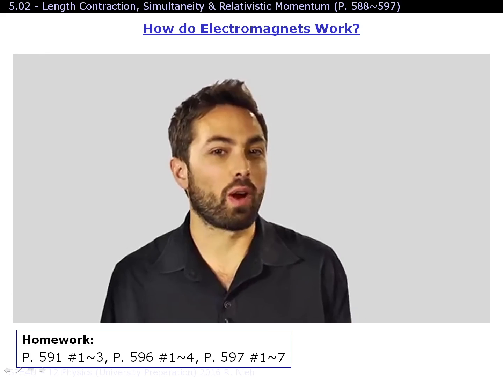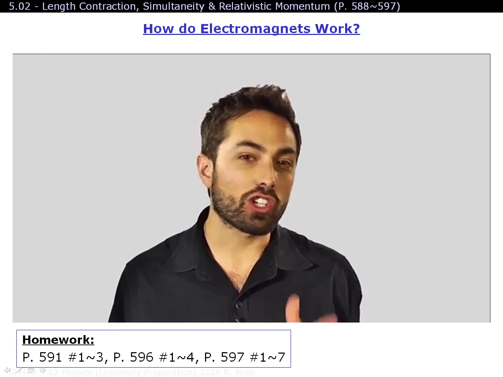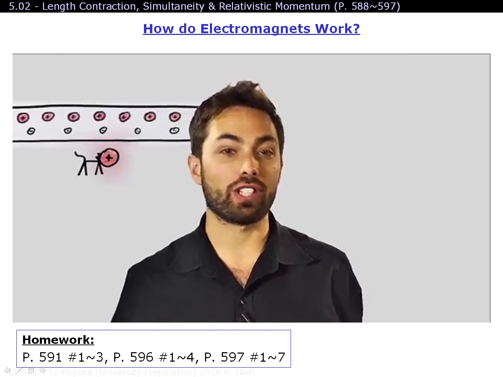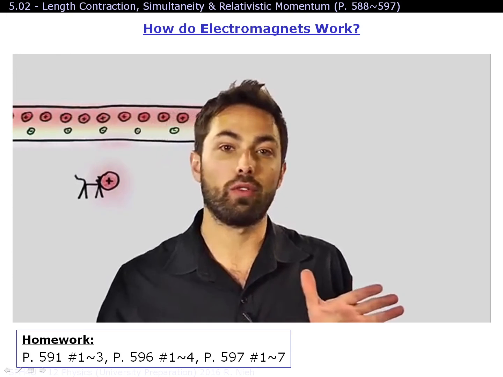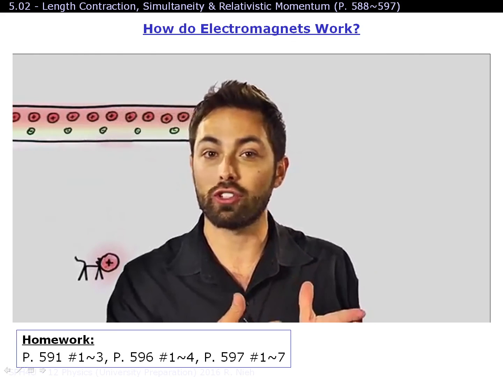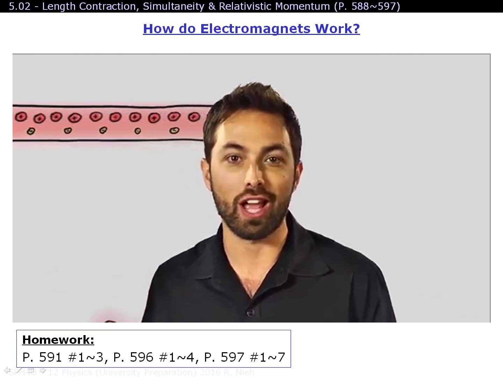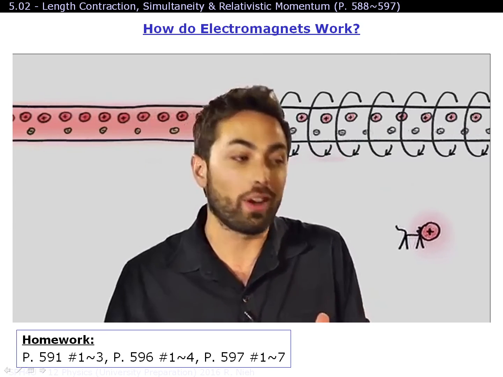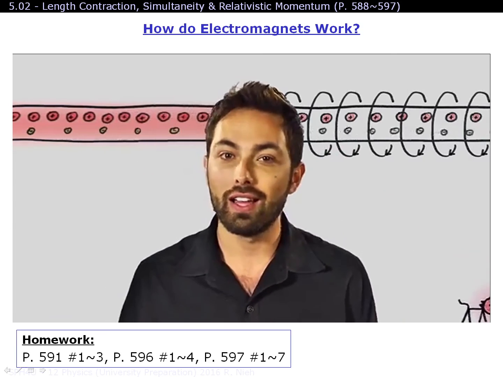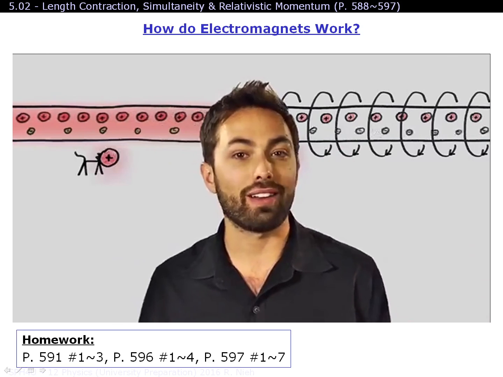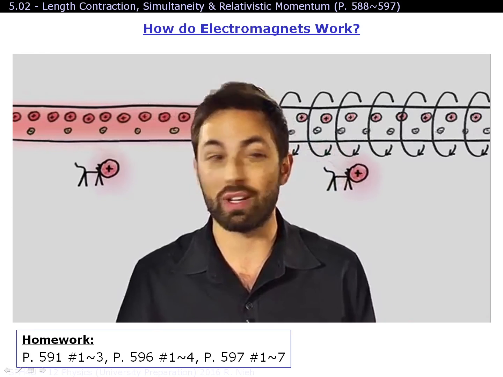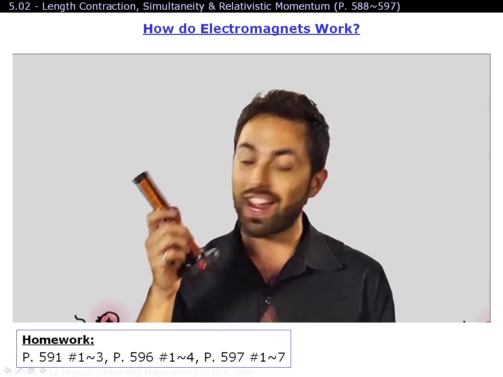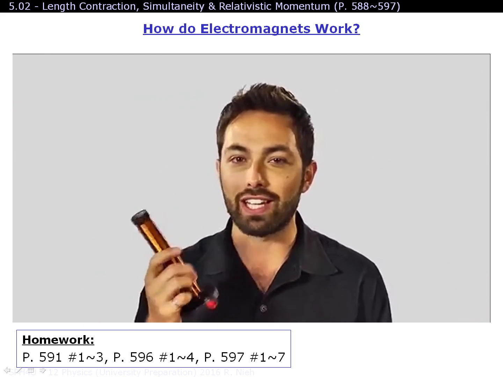So really what this experiment shows is that a magnetic field is just an electric field viewed from a different frame of reference. In the cat's frame of reference, it is repelled from the wire due to the electric field created by the excess positive charges produced by the effects of length contraction. In my frame of reference, the cat is repelled from a neutral wire due to the magnetic field created by the current flowing in the wire. So whether you see it as an electric or a magnetic field just depends on your frame of reference, but in either case, the results are the same. So an electromagnet is an everyday example of special relativity in action.